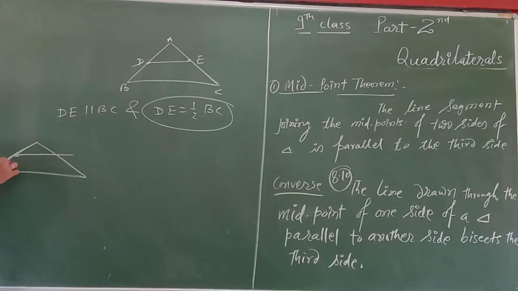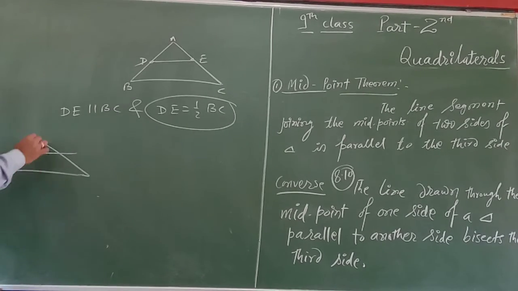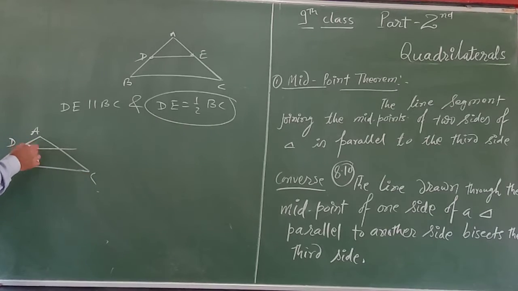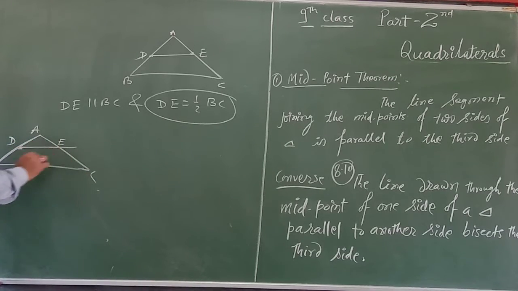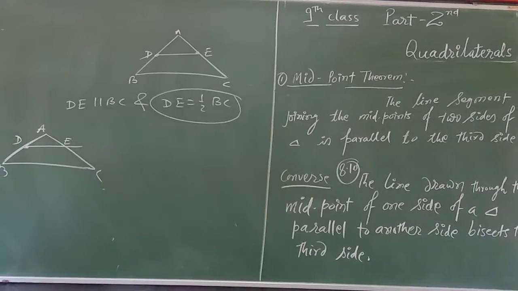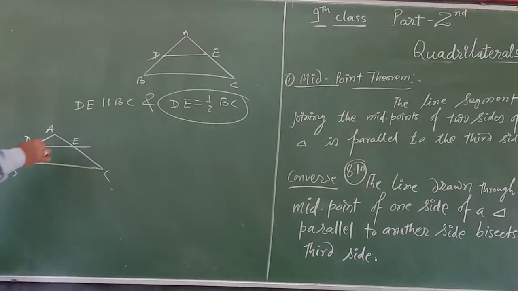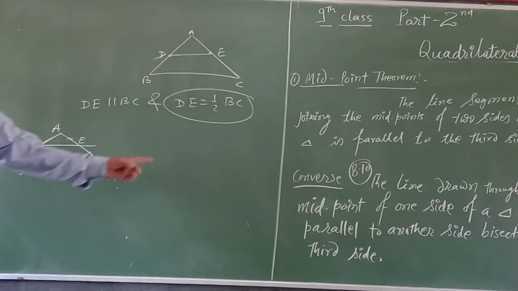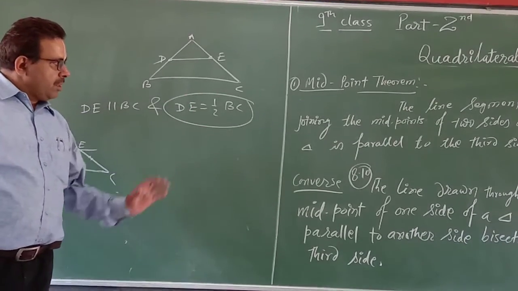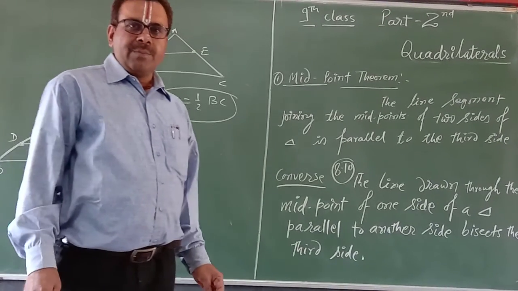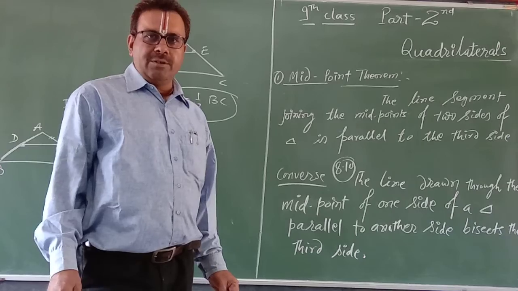Here we take the midpoint of the first side of triangle ABC, D, and DE parallel to BC, then it will bisect the third side. The meaning of bisect is to divide into two equal parts. It is the converse of the midpoint theorem. You will learn this theorem for your next exercise and we will solve it in the next video. Thanks.